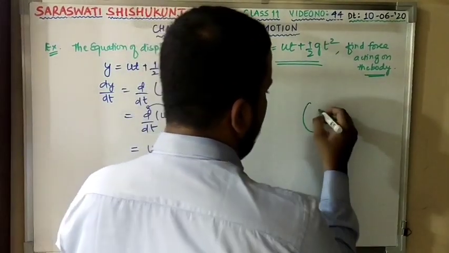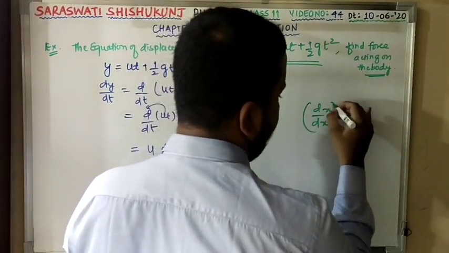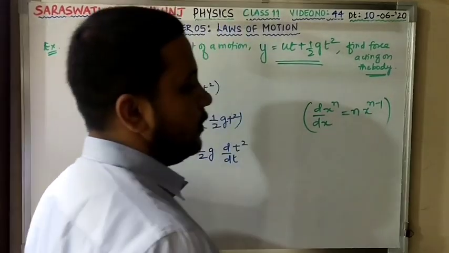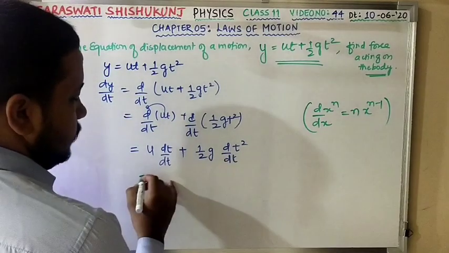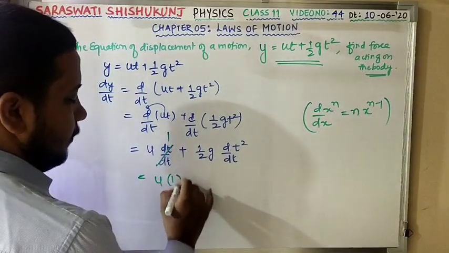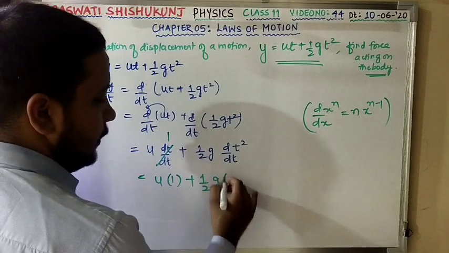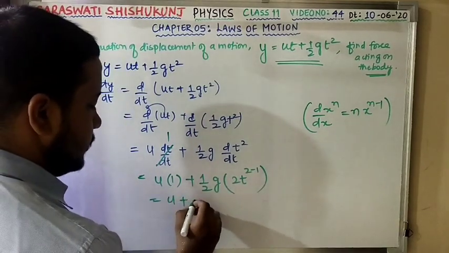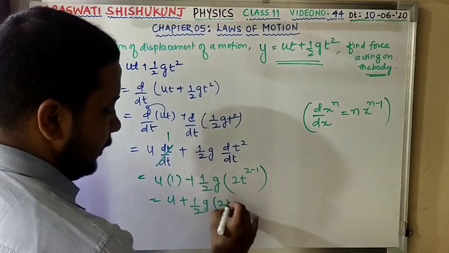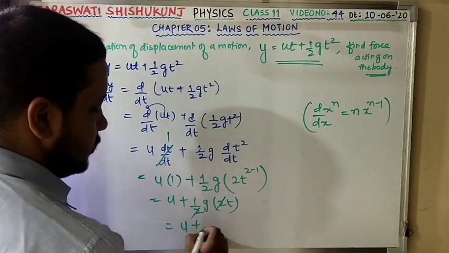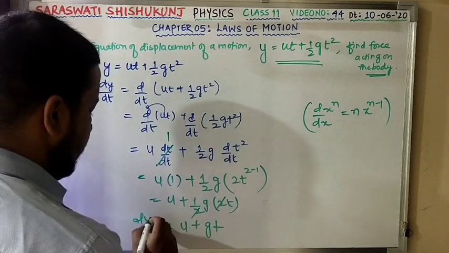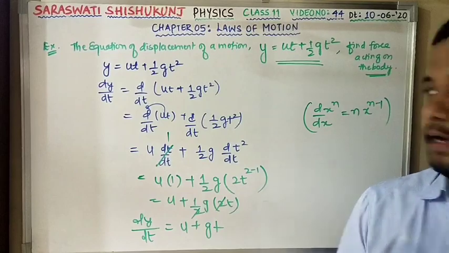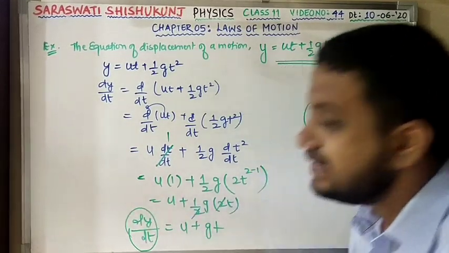I have already told you many times that d by dx of x raised to n, you have to reduce one power for x, so I can use it over here. This dt by dt is 1, plus 1/2 g into 2t, reducing one power, 2 minus 1. So my equation is u plus half g into bracket 2t. This 2 cancels, so my answer is u plus gt, that is dy by dt.